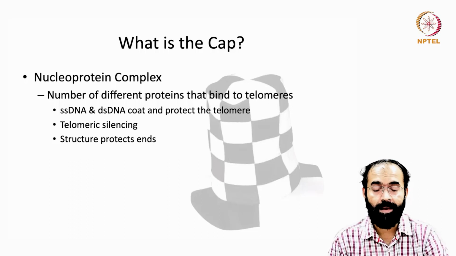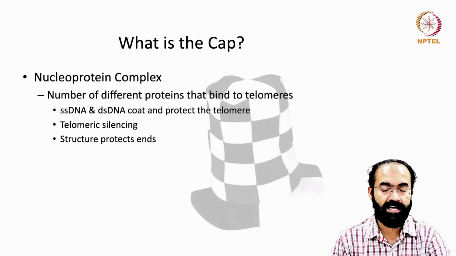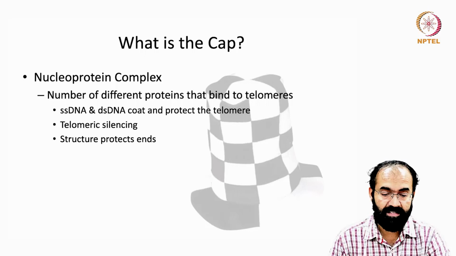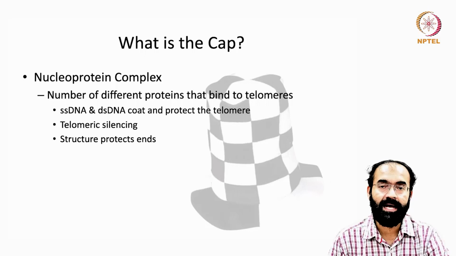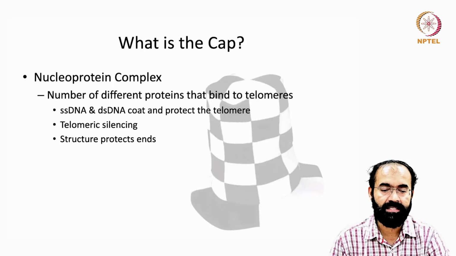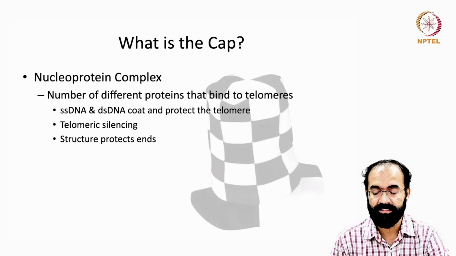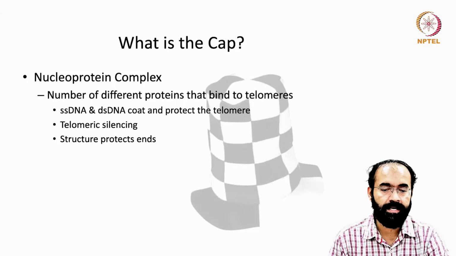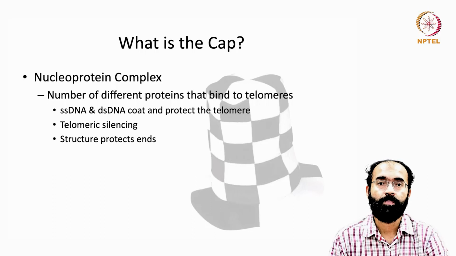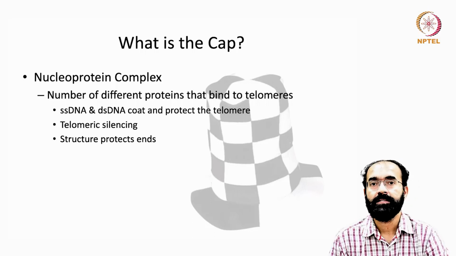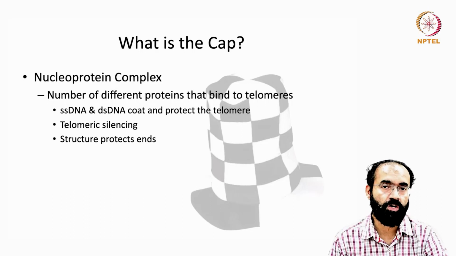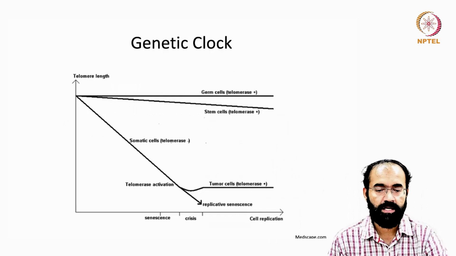The telomeric structure forms a cap, and it is a nucleoprotein complex made of DNA and proteins, important in a number of different functions in the cell. The cap is formed from single stranded DNA and double stranded DNA, and it forms a coat around the chromosome. It is also important in telomeric silencing, meaning you don't want any gene expression coming from the telomeres, and it acts like a protection point from chromosome fusion. A broken piece of DNA should not end up in the tips of a chromosome.